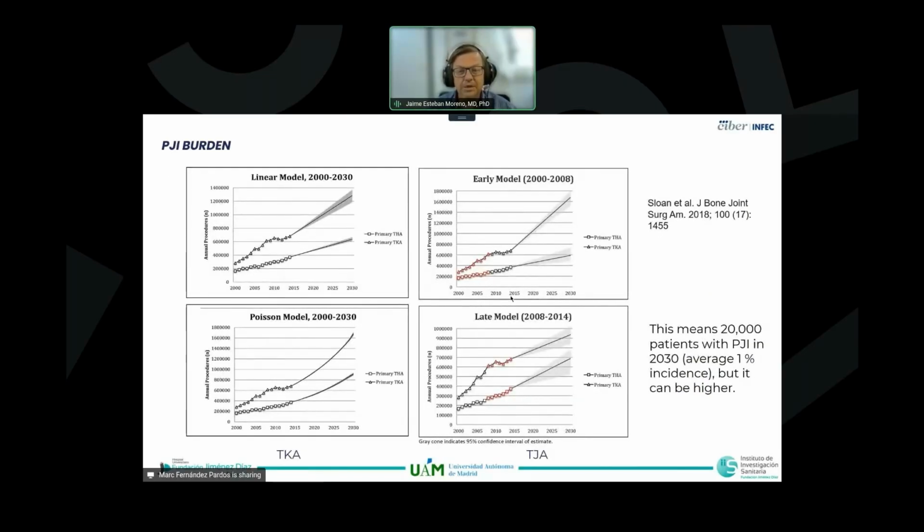Here is a publication with the expected use of prostheses. We can see the number of prostheses to be used in the United States is increasing, and this means that with an incidence of 1%, the average incidence for all prosthetic joint infection, 20,000 patients will have prosthetic joint infections in 2030. But probably it can be higher because these patients can also have an increasing number of comorbidities and increasing fragility, so probably the incidence could be even higher.